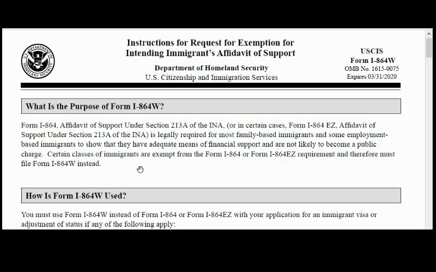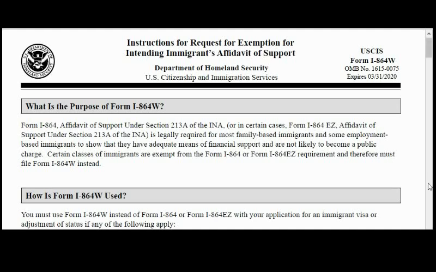So basically, normally you're supposed to fill out form I-864 or I-864EZ to show that you can financially support the intended immigrant. But in some cases, you don't have to fill out that form, and instead of filling out form I-864 or I-864EZ, you will fill out form I-864W. It's an exemption form basically. Okay, so there are certain people who are exempt from this I-864 form.